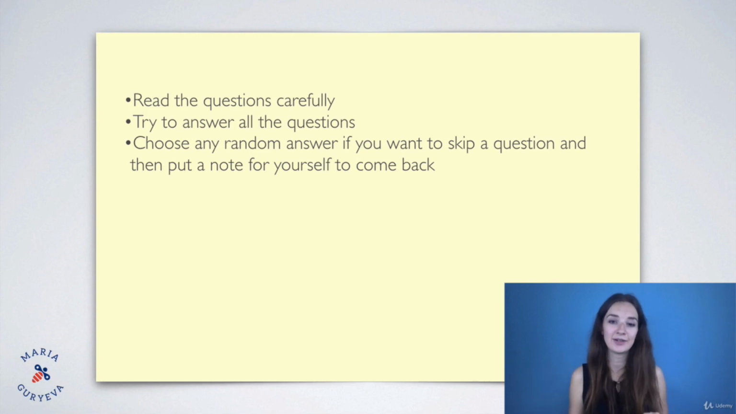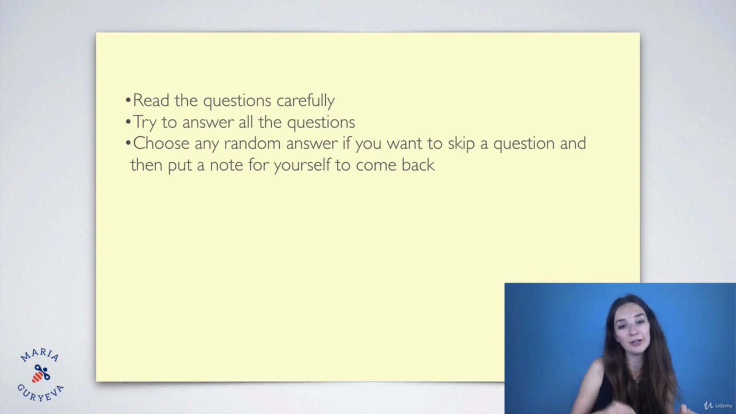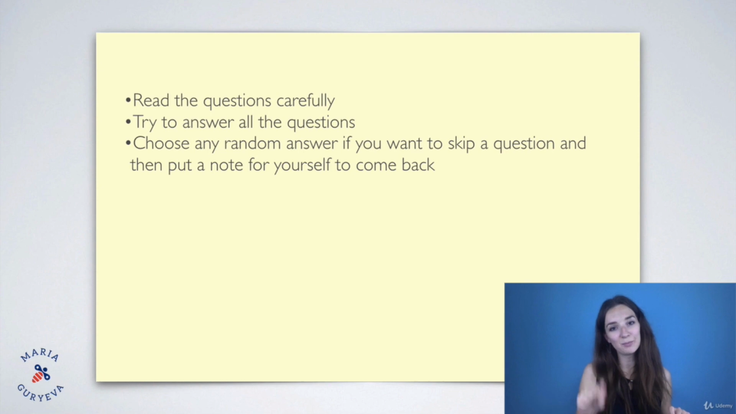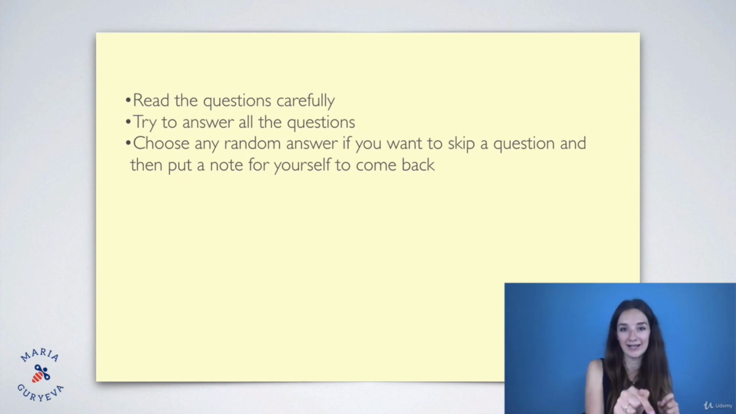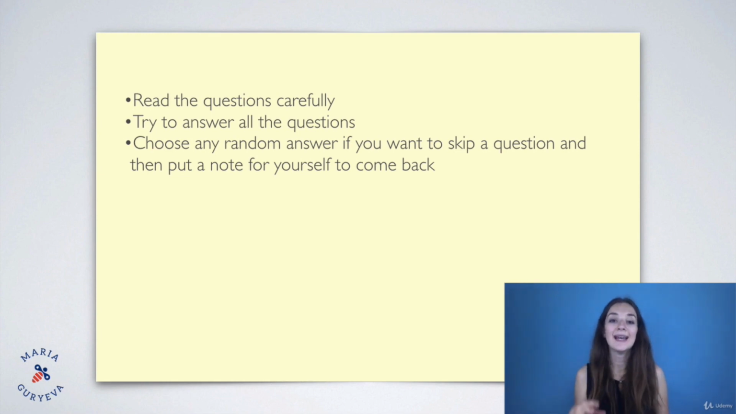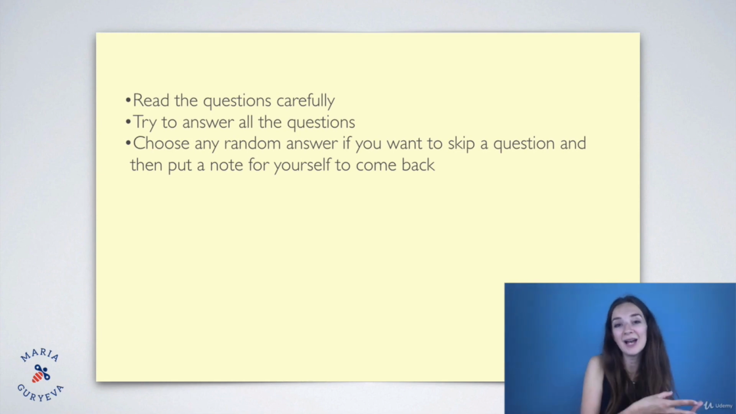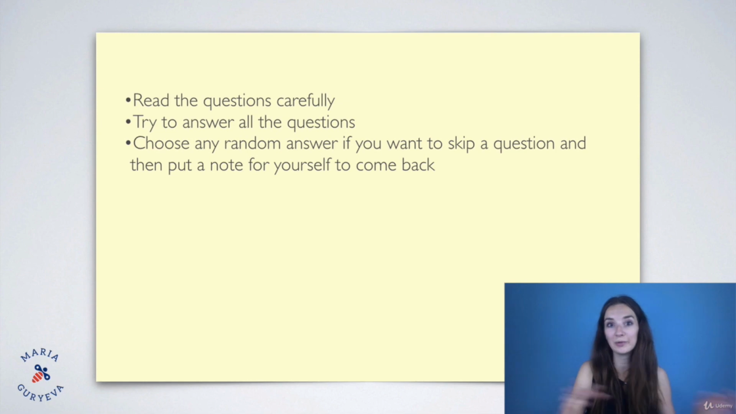Choose any random answer if you want to skip a question, and then put a note for yourself to come back. This is important because sometimes time is your enemy, and so you do a lot of questions, you go next and next and next and next, and then you understand that you don't have time to come back and answer the question that you had trouble with, that you skipped. So if you want to skip a question, always choose a random answer and go next. And then if at some point you don't have time to come back, it's just over, you're switched to the next section, then at least you tried.